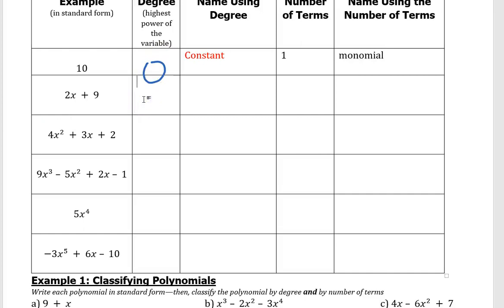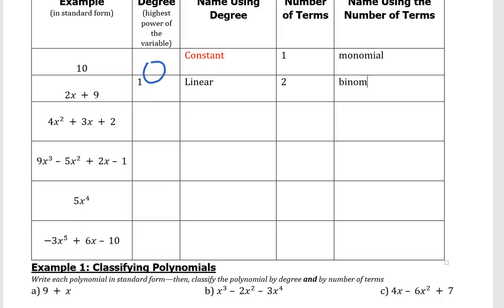What I've got going on, 2x and 9 here, there's two terms, and the highest power of x there is just 1, so this would be a first degree polynomial. The name using the degree is going to be linear, and the number of terms here we have are 2. The 2x is a term, the 9 is a term. The name using the number of terms is going to be what we call a binomial. So this would be called a linear binomial.